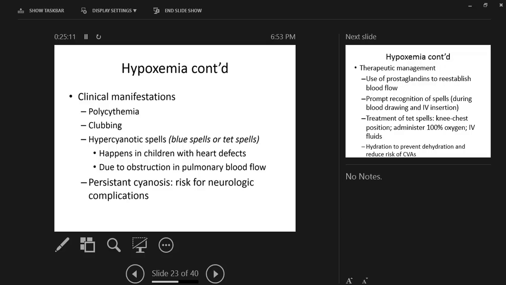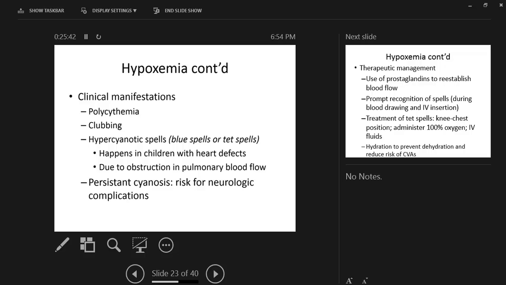If it's a child that is in the hospital, they may use prostaglandins, like on newborns, to keep that ductus arteriosus patent until they can repair whatever it is that's causing this. And you need to promptly recognize the spells. They can happen during blood draws and IV insertion, just from the pain and the stress of that. So kids that are bad cardiac, we need to be watching them for that.